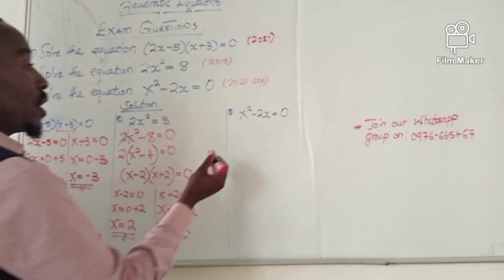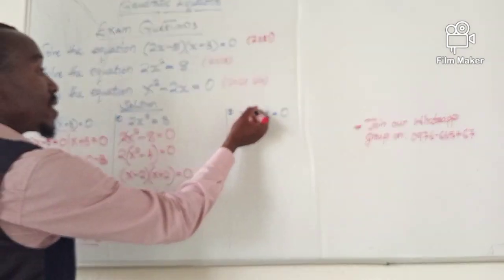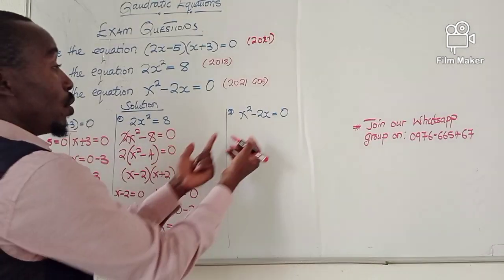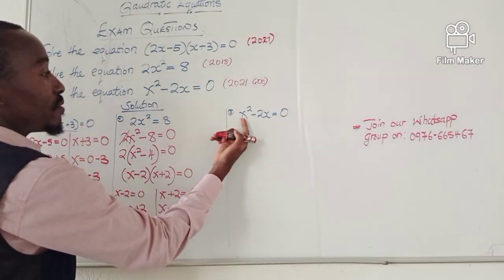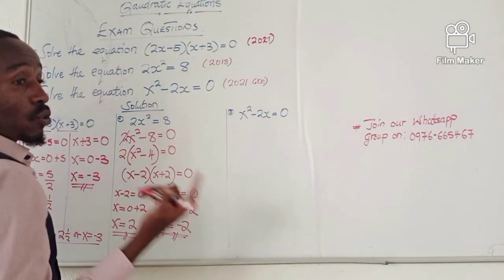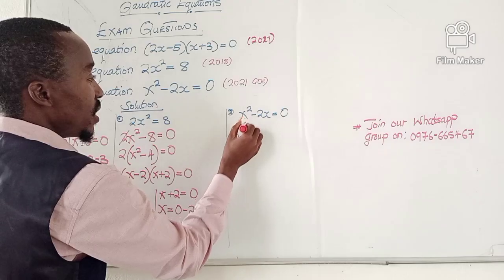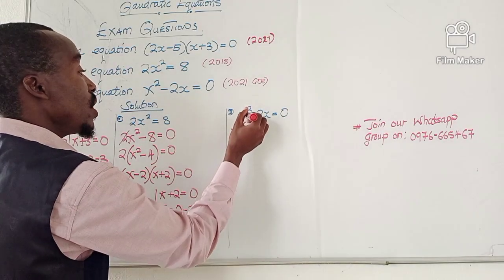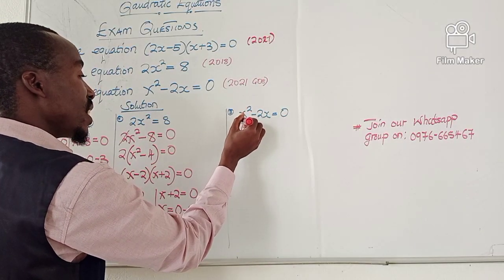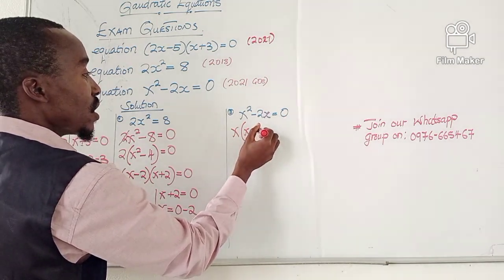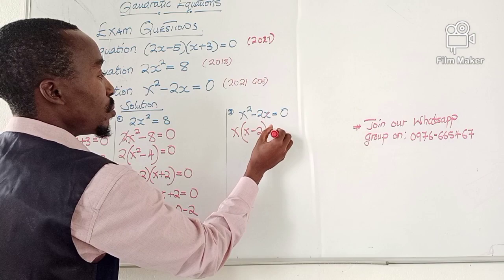Let's go to the last question. x squared minus 2x is equals to 0. Here, you factorize this because you have x and here x, so x is common. We're going to say x outside, we open the bracket. When we cancel one x here, we remain with 1. So this will be x minus, when we remove this x, you remain with 2, and it will be equals to 0.